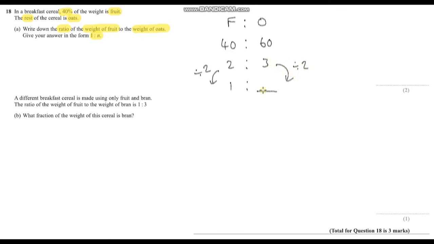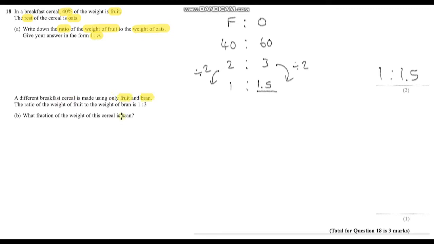So 3 divided by 2, well, that gives us 1.5. So our answer is 1 to 1.5. Notice we've written our answer as a ratio in the form of 1 to n. So it's 1 to 1.5. So this is n. N is 1.5. Okay, let's look at part B now. A different breakfast cereal is made using only fruit and bran.